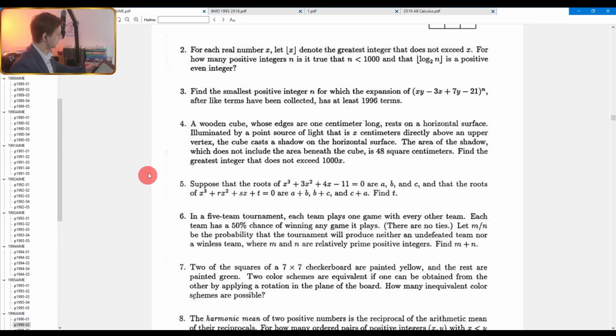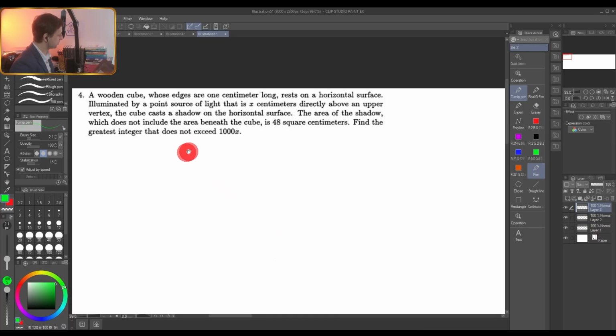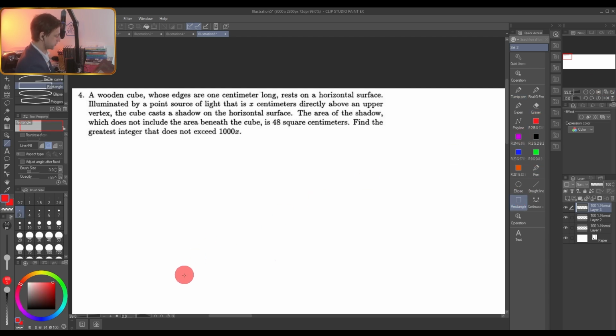Okay, let's go to number 4. It is a geometry problem. A wooden cube whose edges are 1 centimeter long rests on a horizontal surface. Immediately when you read something like this, it makes a lot of sense to draw a cube, and after that, you will mark some other conditions along the way.